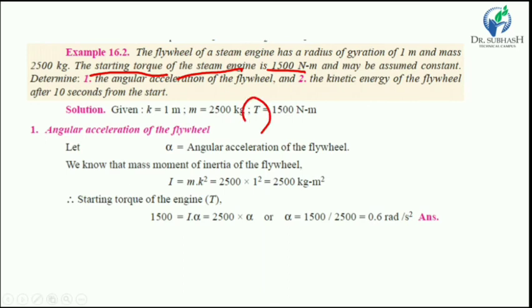The starting torque T is given as 1500 Newton meter, and assume it is constant. The torque is assumed to be constant. So torque is a constant 1500 Newton meter throughout the cycle.